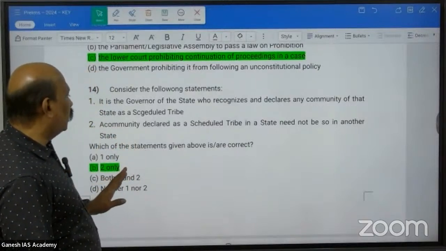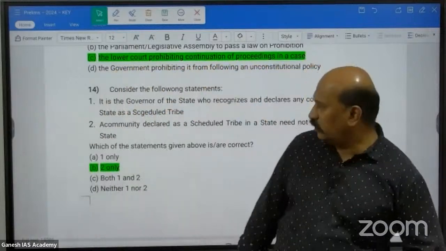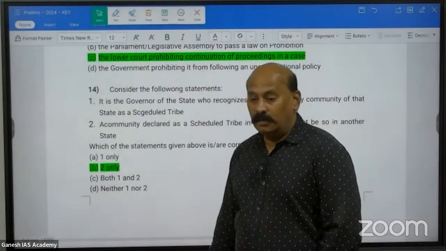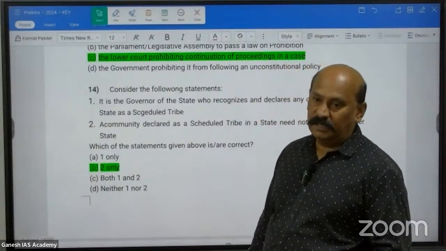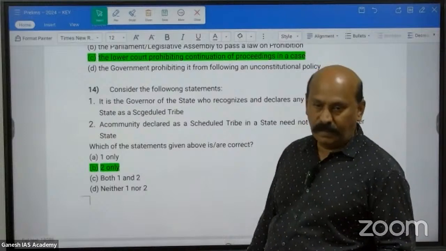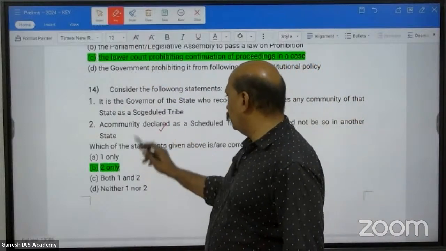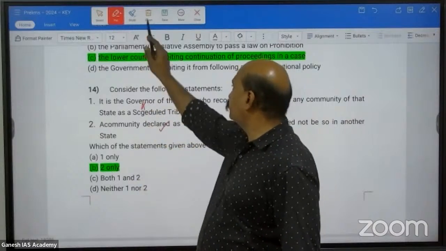And a community declared a scheduled tribe in a state need not be so in another state. True. There are certain communities, for example, Konda Reddy. That community is a scheduled tribe in Andhra Pradesh and Telangana, but in Tamil Nadu they aren't. Right? So this statement is right, but the first statement is wrong.